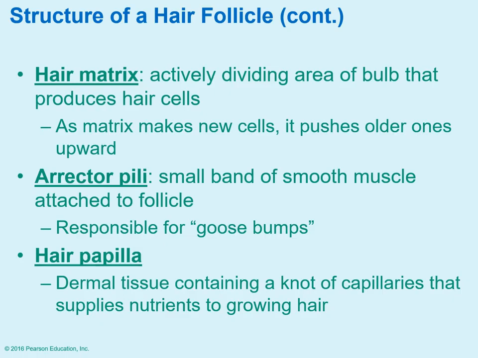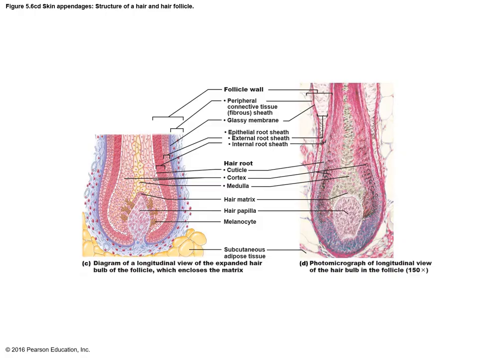The erector pili is this little small smooth muscle that is attached to the follicle. And when it contracts, it's going to pull that hair follicle straight up. And that's when you get goosebumps. It is smooth muscle, which means you do not have any voluntary control over it. The hair papillae, this little conglomeration or group of capillaries that are supplying the nutrients to the growing hair cells.